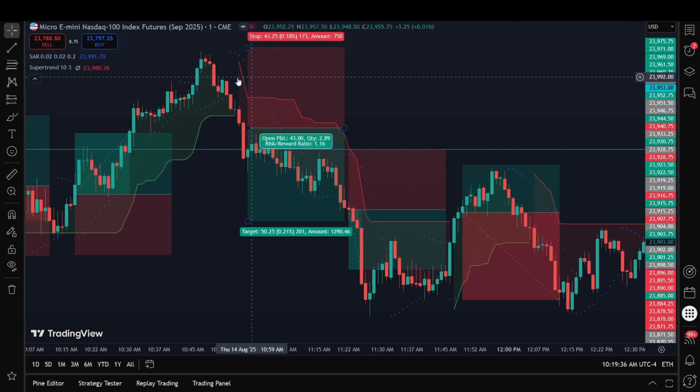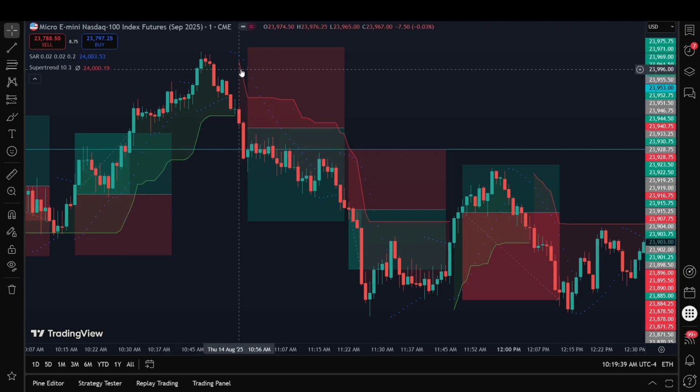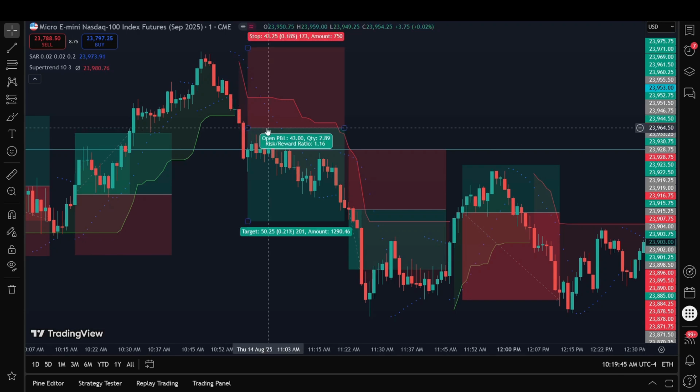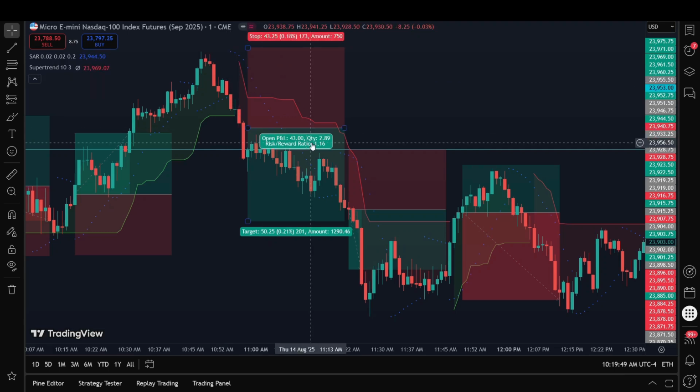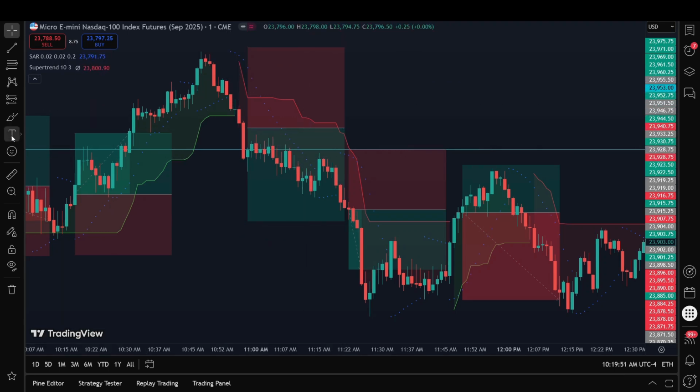Here's a nice reversal again. Here's the signal there under this candle right here. And I wonder if you would have put in your stop up here. Maybe you would have put it here, but it's still a winner, so we'll count it. 43 points.